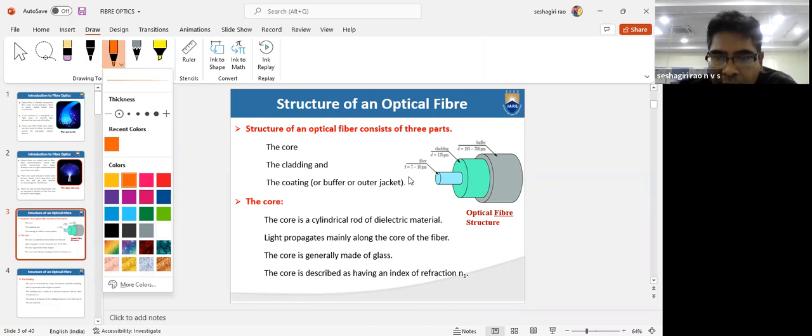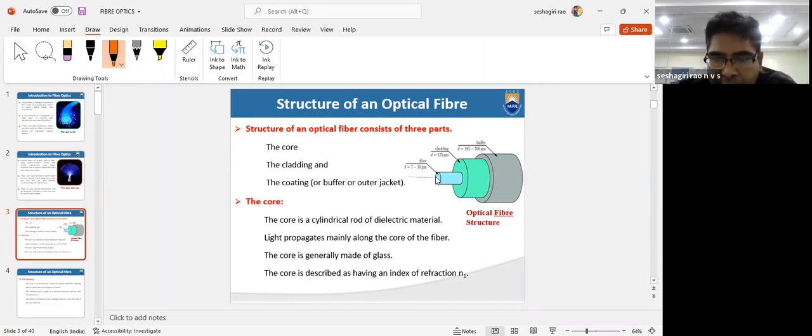So this is the core. Light initially enters into the core. That is, light propagates mainly along the core of the fiber. The core is generally made of glass, and the core is described as having an index of refraction N1. So the refractive index of the core is N1.